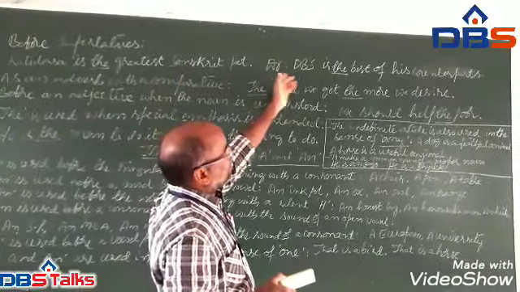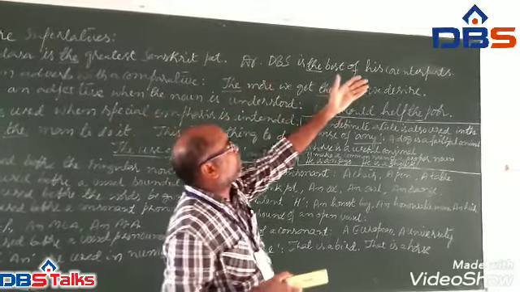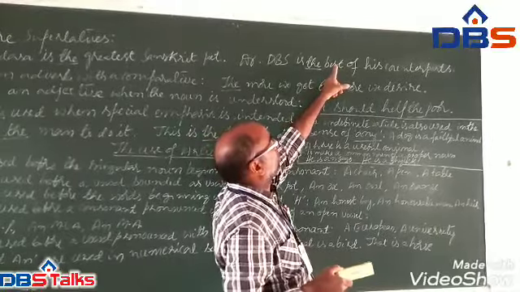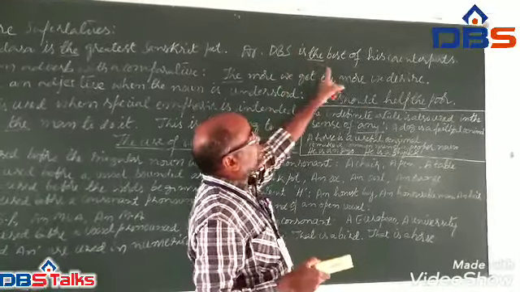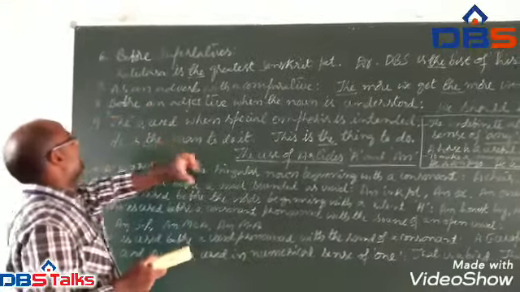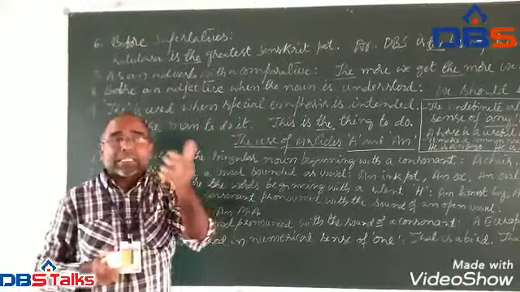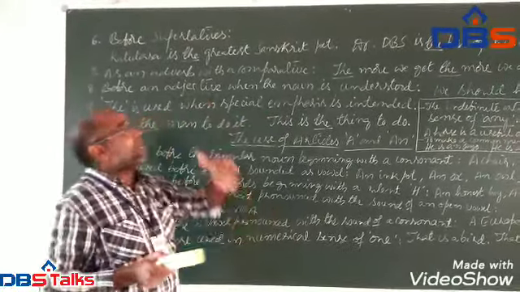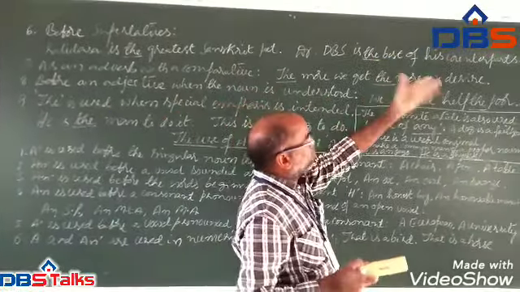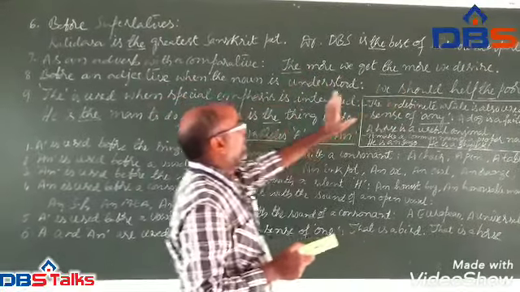Dr. DBS is the best of his counterparts. The definite article the is used before the superlative, that is, best. We use the definite article the as an adverb with a comparative. For example, the more we get, the more we desire. The more we get, the more we desire.